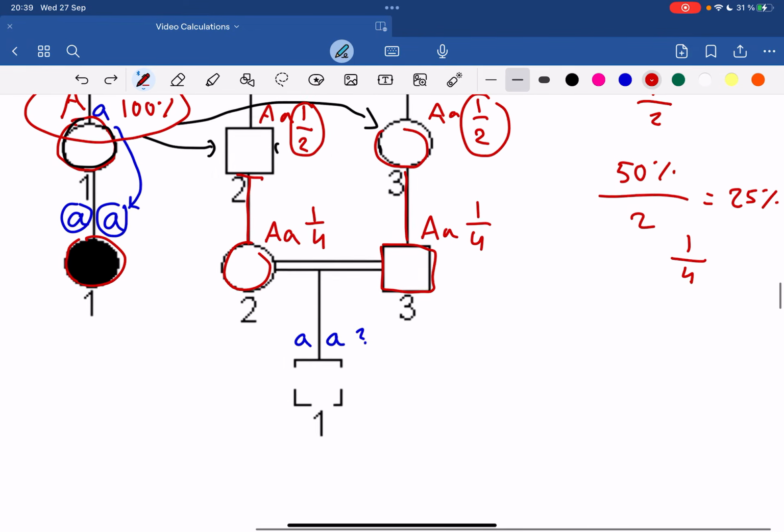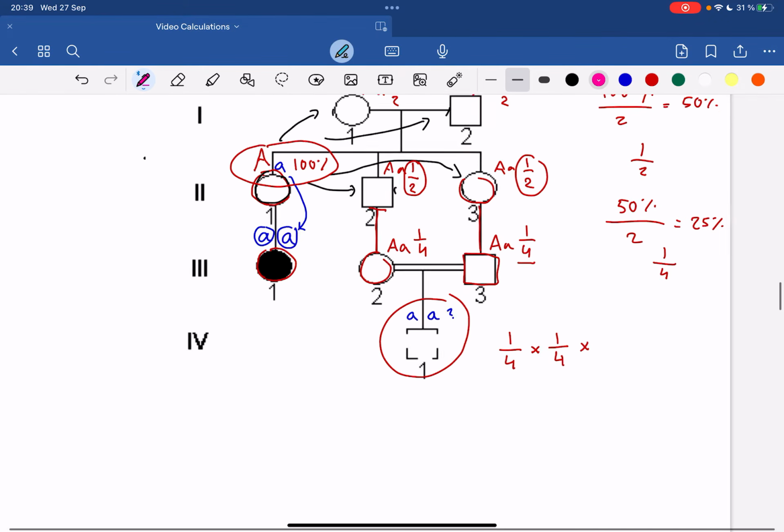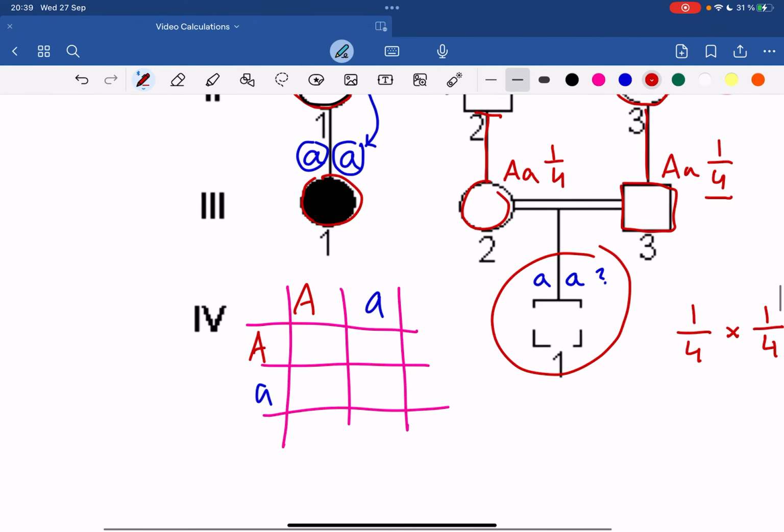Finally, we can do the final calculation. We take the first parent's probability to be heterozygous, times the other parent's probability to be heterozygous, times the probability for the child to be affected. So we draw a Punnett square again, but for you smart people out there, you will know that it's 1/4 because we're looking at an autosomal recessive disorder, which is always 1/4.